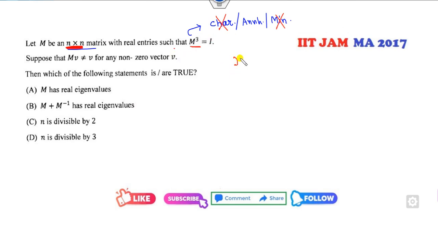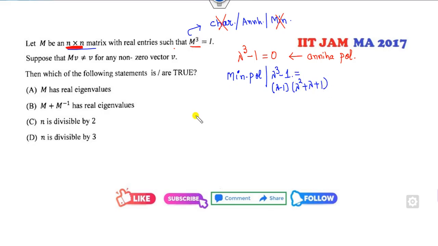So that means this, if I call it here, is lambda cube minus 1 is 0. This is basically my annihilating polynomial. Fine. And we all know whatever the minimal polynomial, it always divides the annihilating polynomial. So what are the factors of this? Lambda minus 1 and lambda square plus lambda plus 1. Fine. So what is the minimal polynomial of the matrix M? It could be either lambda minus 1, or lambda square plus lambda plus 1, or lambda cube minus 1.